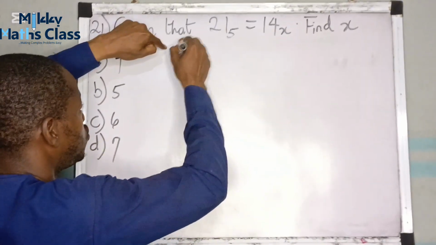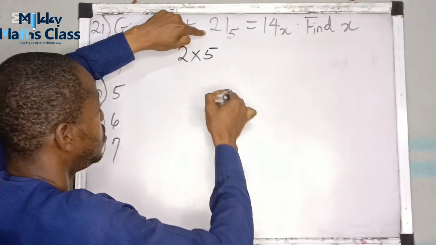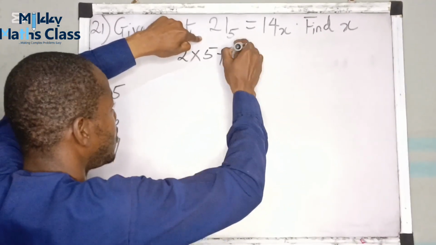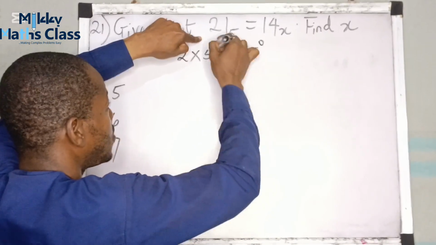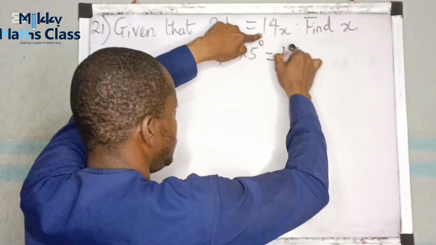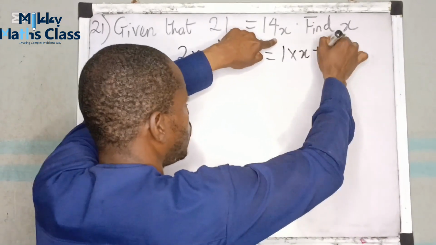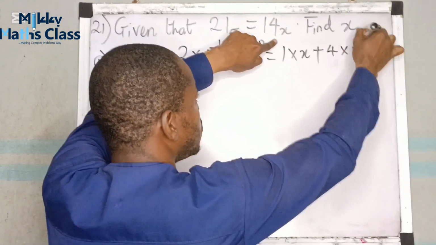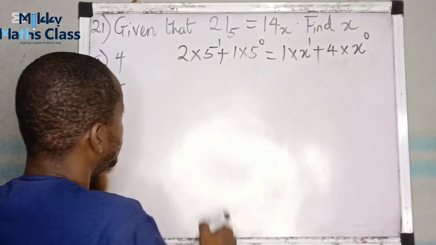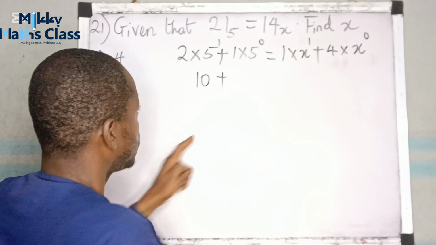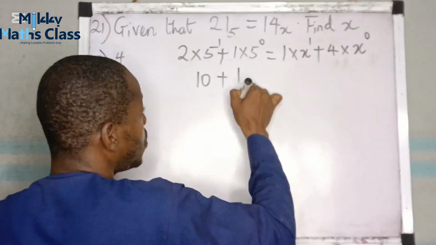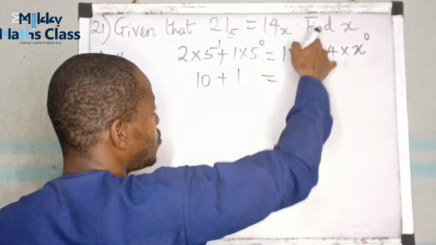So this is 2 times 5 to the power 1, plus 1 times 5 to the power 0, which equals 1 times x to the power 1, plus 4 times x to the power 0. So 5 raised to the power 1 is 5, and 5 times 2 is 10. Plus 1 times 5 raised to the power 0. Anything raised to the power 0 is 1, so 1 times 1 is 1. So x raised to the power of 1 is x.